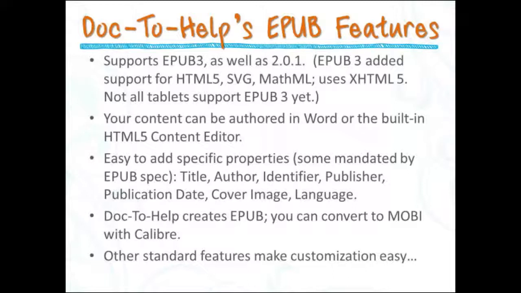Now, it's easy to add specific properties. The spec for EPUB says you have to include the title, author, the identifier, which is a number, the publisher, the date, all those things. It's easy to add those properties via a dialog box. Of course, you can convert the EPUB format. And there's some other standard features that make customization easy.